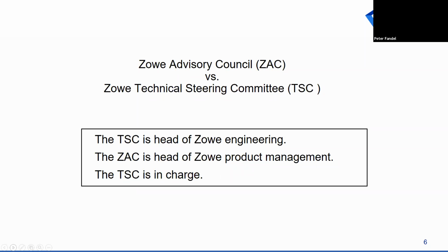A little bit more on that: whereas the TSC has a charter, it has a mandate, the ZAC is strictly an informal body. We have no charter, but we do have a role, and it is a formal role and done with rigor. So I'll get into that a little bit in the next slide on the details. Next slide, please.